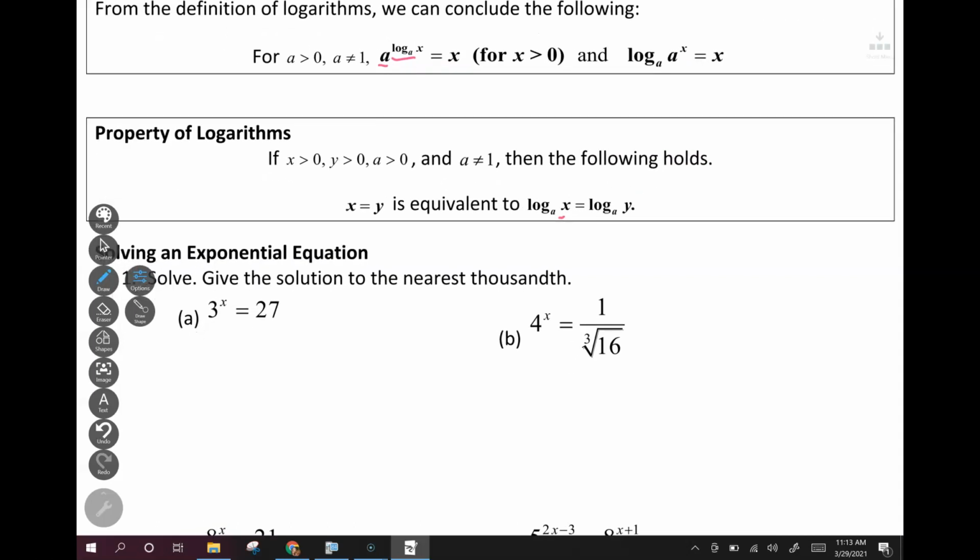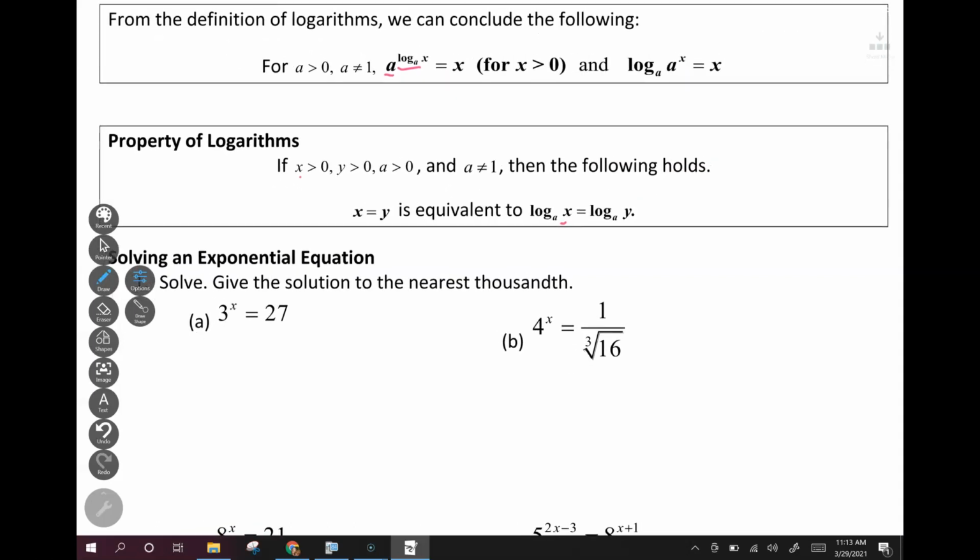Okay, and then another property of logarithms. If x is greater than 0, y is greater than 0, and a is greater than 0, and a does not equal 1, then the following holds. So all that's saying is x and y have to be greater than 0 because you are taking the log of those numbers. And also a is greater than 0, a cannot equal 1, because that is your base on your log, and we know that has to be a positive number not equal to 1.